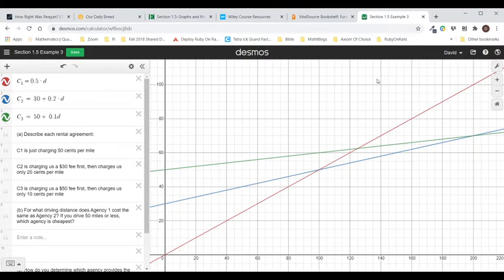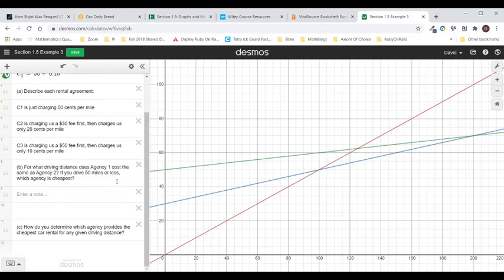And there we go. So the green graph was company 3 that charges us $50 first, but has a smaller per day fee. C2 is the one that charges us, the blue one, charges us $30 at the very beginning, but it only charges us 20 cents per day. And the red one is the one that charges us 50 cents per day, but doesn't actually charge a fee at the beginning. All right, so that's that.